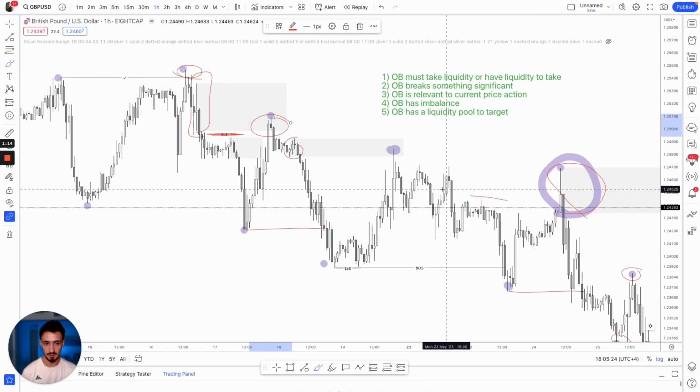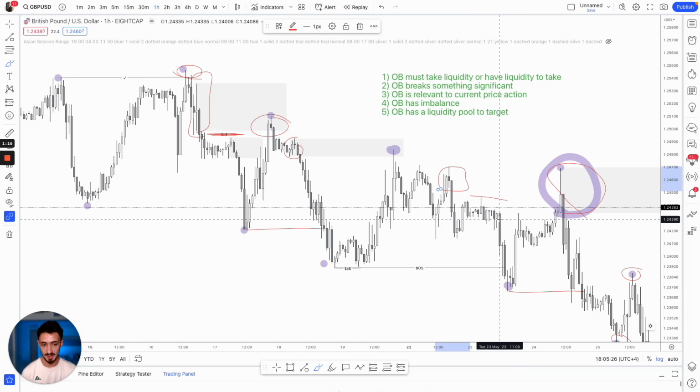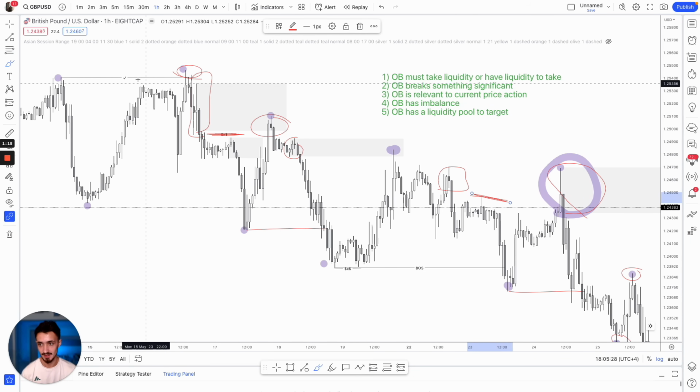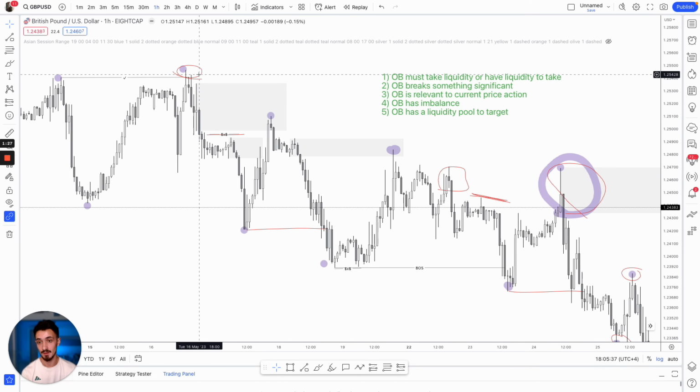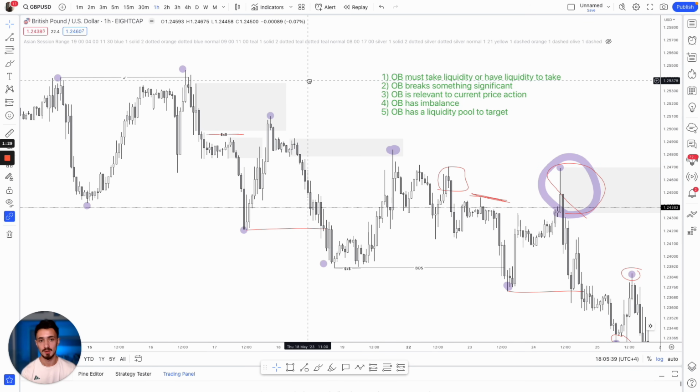Number 3 right here, we have to take. So number 1 is you must have liquidity to take, or it has already taken that area of liquidity. Number 2, it must break something significantly. What do I mean by that? What significantly? It must change character or break structure in the way that the trend is going.